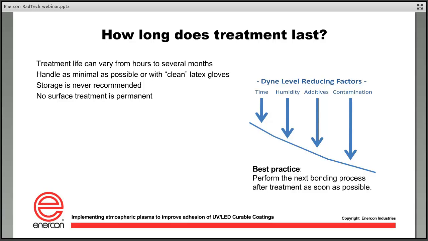So I mentioned very briefly, how long does treatment last? I get this question every single day. It's a great question to ask. It is going to vary. Unfortunately, there's no magical chart.